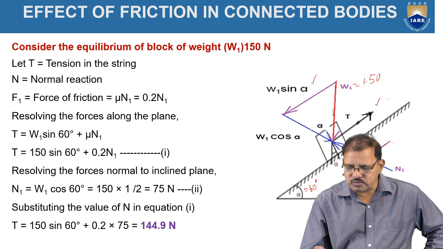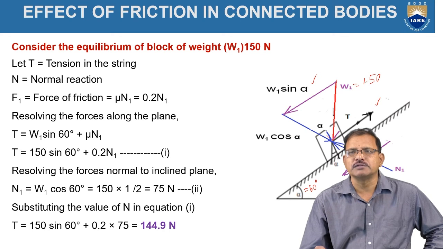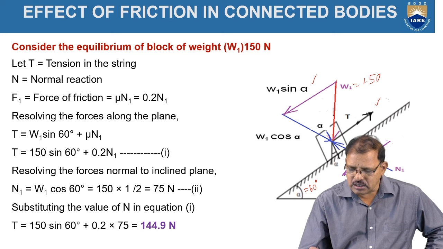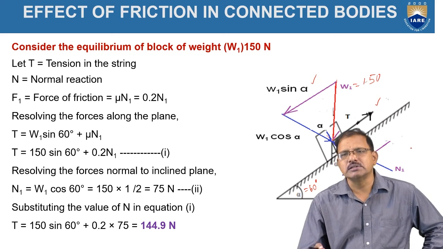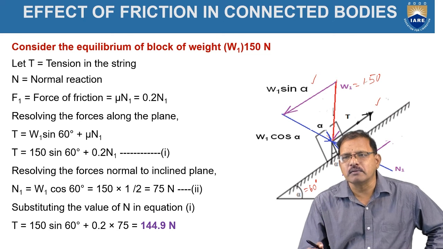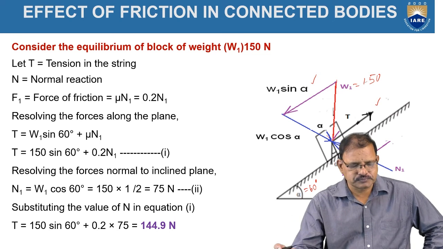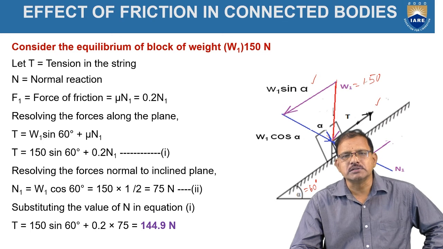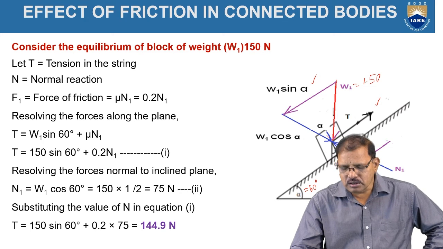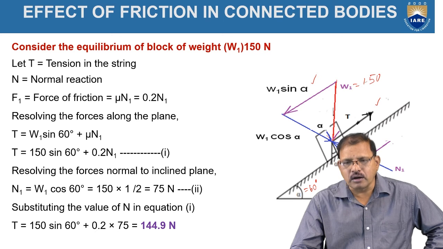Since the body tends to move in upward directions, the friction force acts in downward directions. Hence, F1 is represented as the friction force, and N1 is the normal reaction. This is the free body diagram of block 1. Since the body is about to move, that means the body is in equilibrium under the action of all these forces.